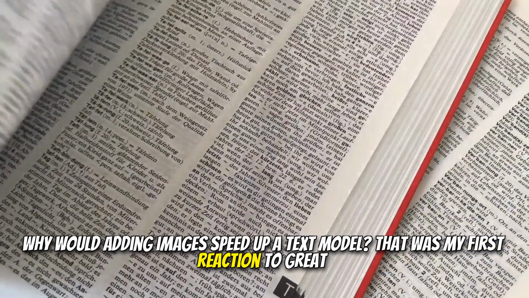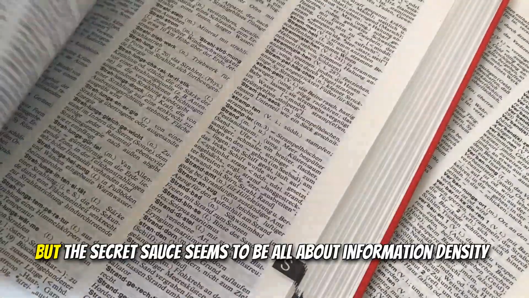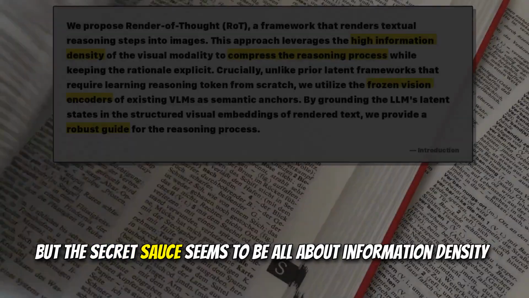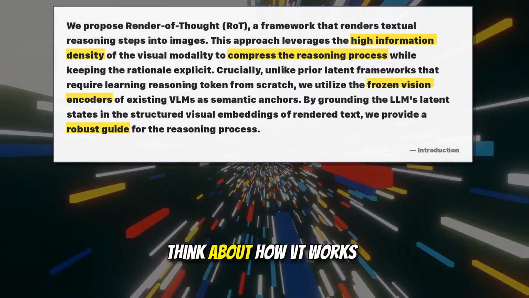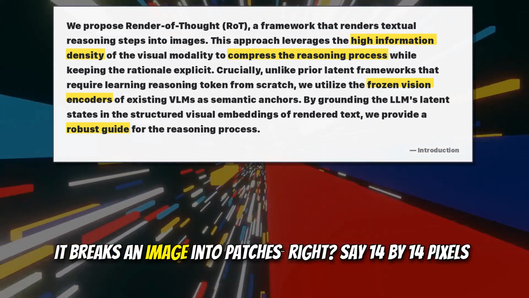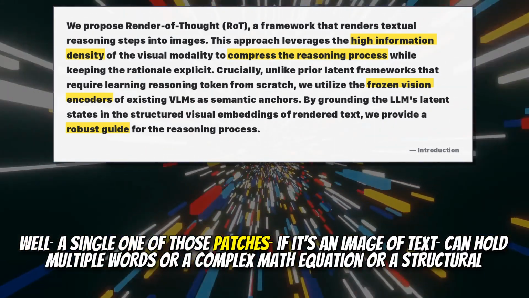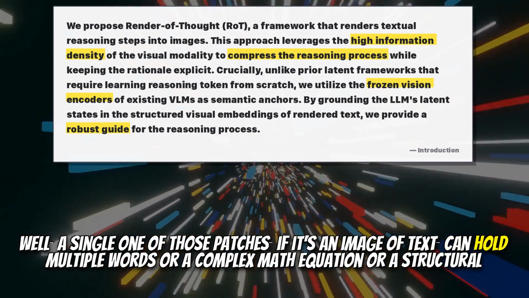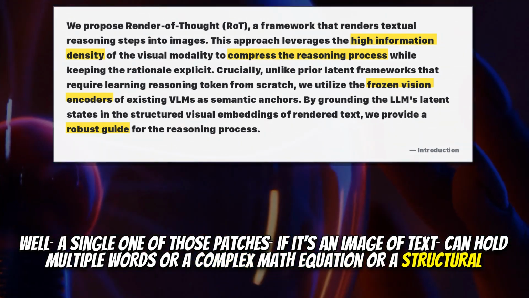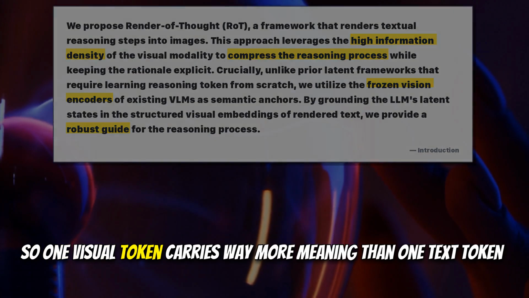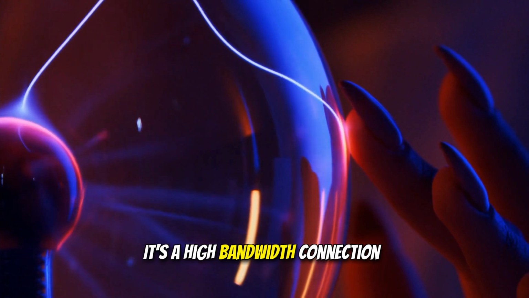That was my first reaction to, great, another vision transformer to melt the GPU. Yeah. But the secret sauce seems to be all about information density. You've nailed it. Think about how a ViT works. It breaks an image into patches, right? Say 14 by 14 pixels. Sure. Well, a single one of those patches, if it's an image of text, can hold multiple words or a complex math equation or a structural relationship. So one visual token carries way more meaning than one text token. Way more. It's a high bandwidth connection.